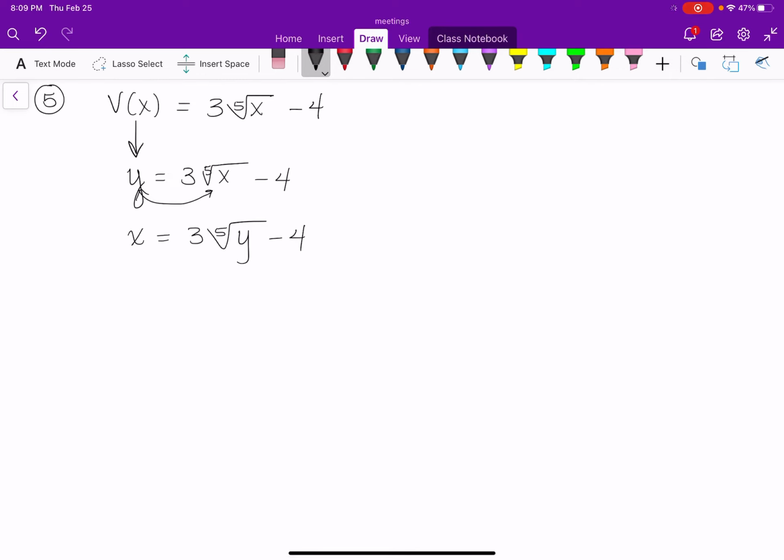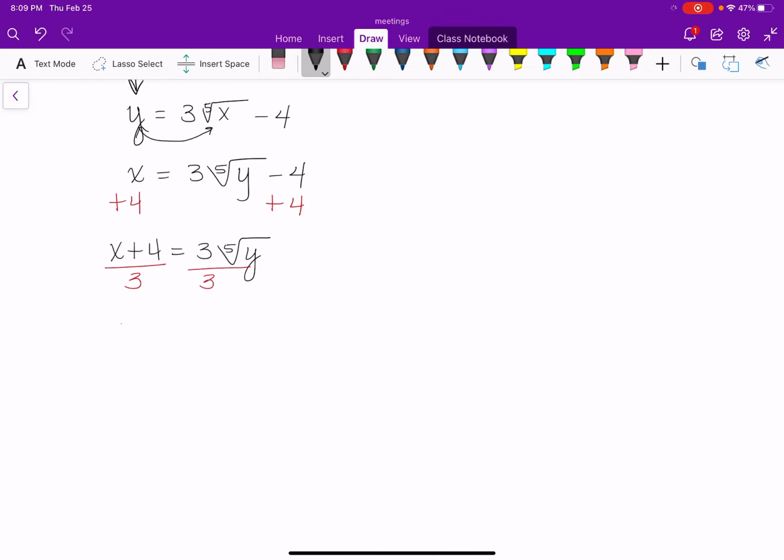So remember, when you're moving stuff around and it's outside of your radical or outside of your root, you always want to do your addition and subtraction first. In this case, that means we're going to add that 4 to both sides before we try to get rid of the 3. So x plus 4 is equal to 3 times the 5th root of y. Then we're going to divide everybody by 3. Again, we've got to get the root by itself first before we can do the opposite of it.